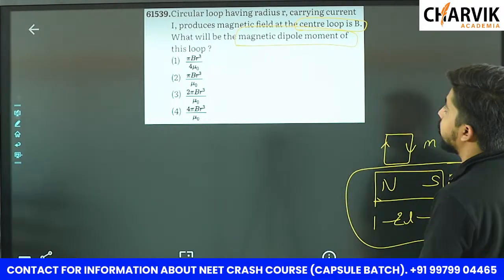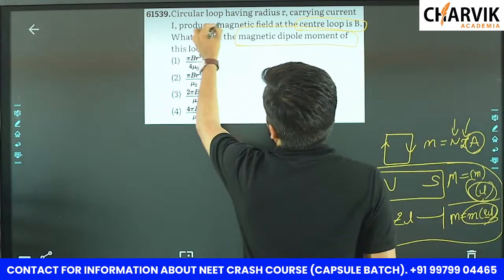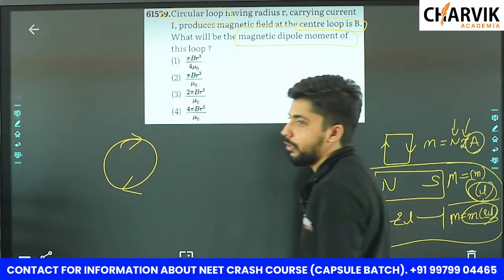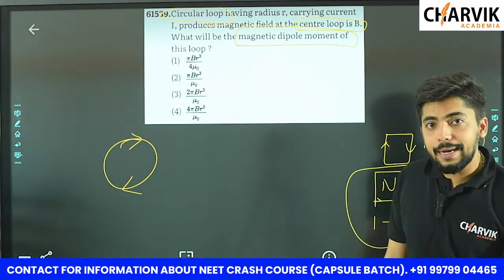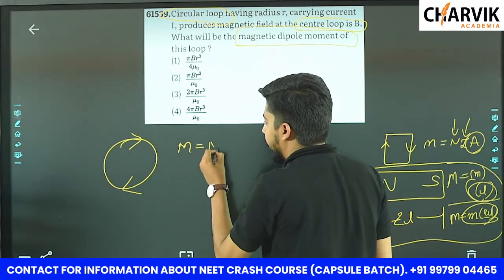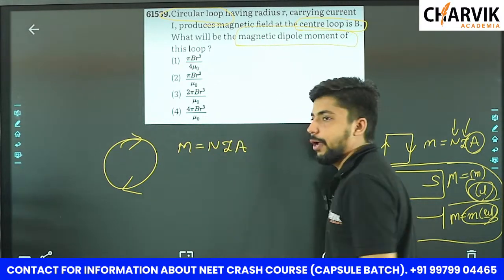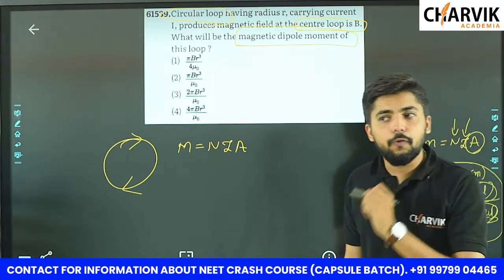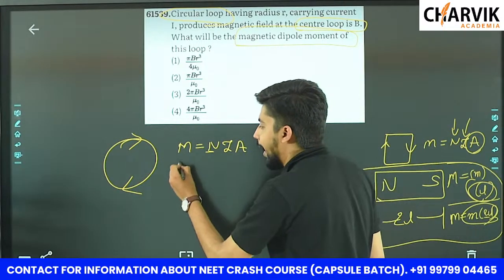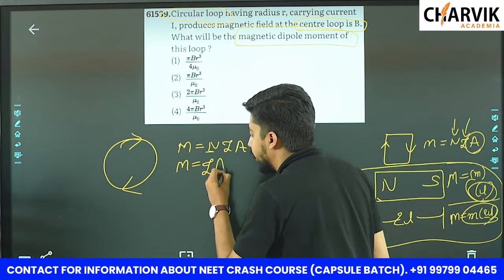Here in this question, they are asking you about a circular loop. So we do have one circular loop and current is passing through this, and you want to find the magnetic dipole moment at the center. For the magnetic dipole moment, we have an equation NIA, as we have just discussed. What is the number of turns? Number of turns is 1. So the magnetic dipole moment is equal to current into area.